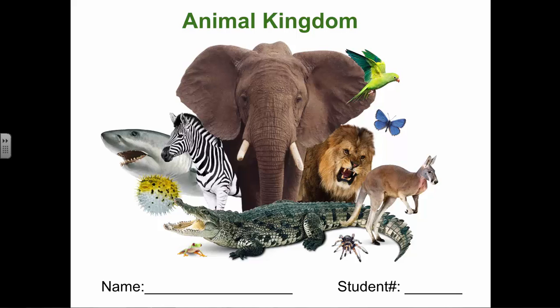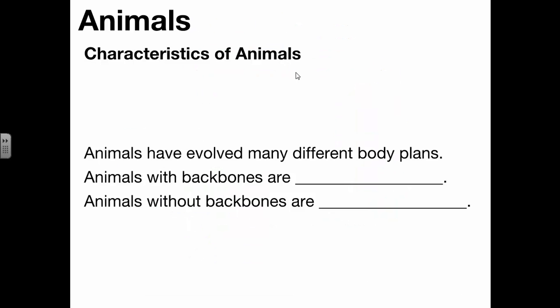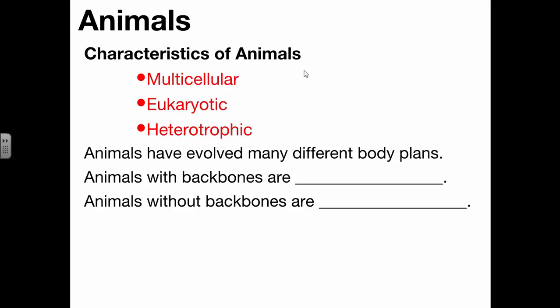Okay. So we're talking about animals, and when we talk about animals, we're talking about anything from a sponge to an elephant. Okay. And so there's a large variety of different types of organisms that are members of this kingdom. So, as you guys told me in our question of the day, animals are multicellular eukaryotic heterotrophs.